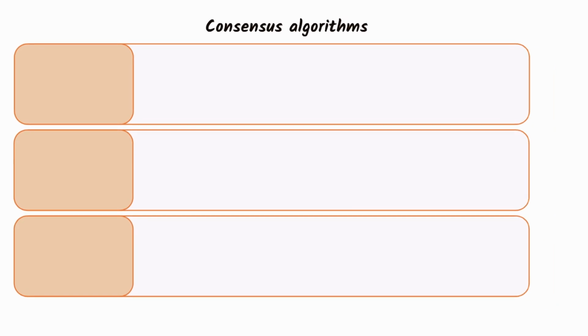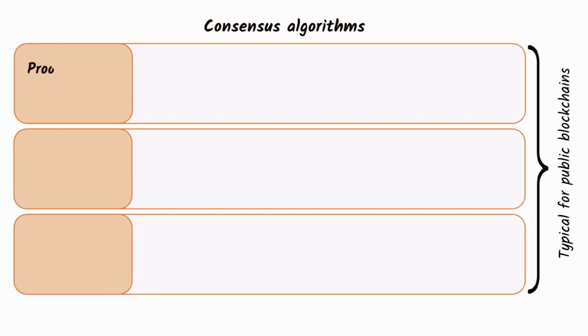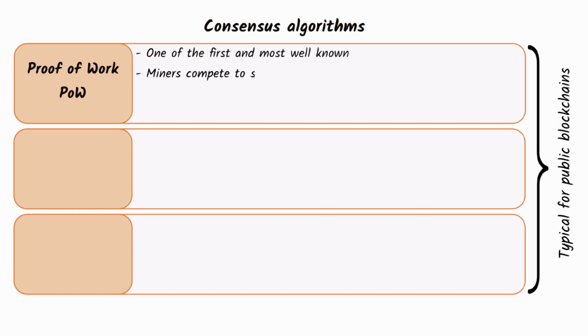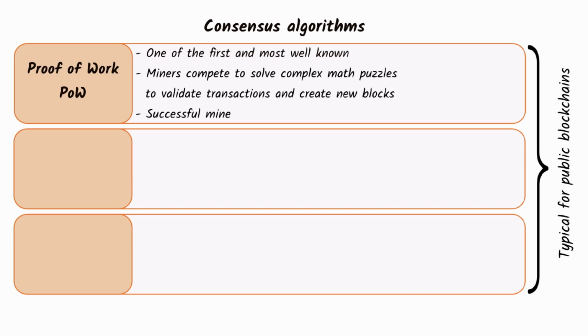Generally, public blockchains use three main consensus algorithms. You may have heard of them. First, proof of work, POW. POW is one of the earliest and most well-known consensus algorithms. In this system, miners compete to solve complex mathematical puzzles to validate transactions and create new blocks. The first miner to solve the puzzle gets to add the block to the blockchain and receives a reward.